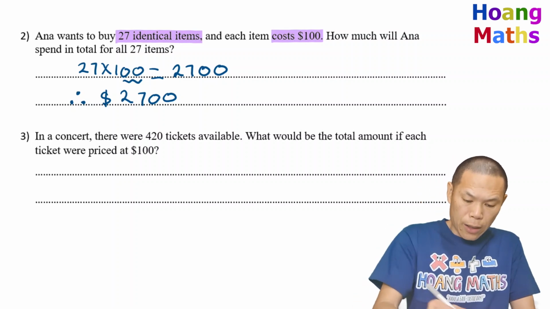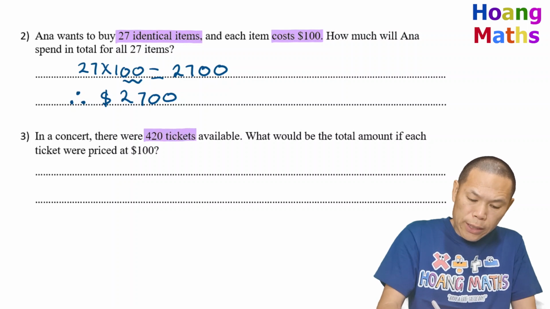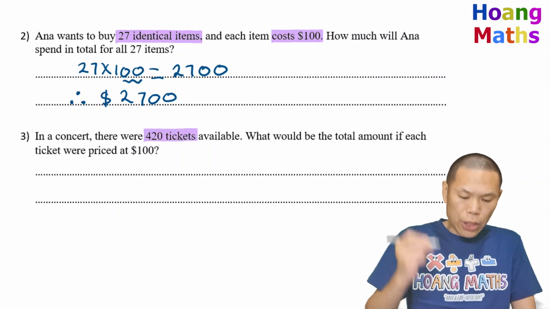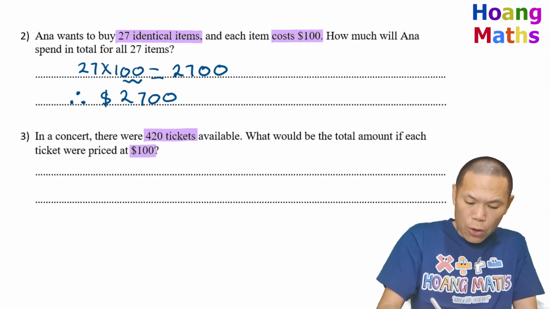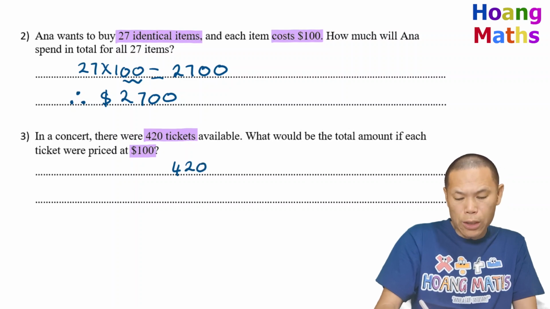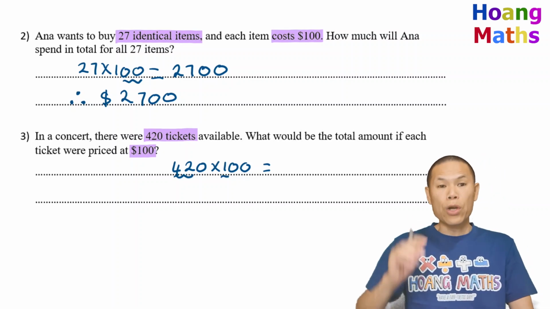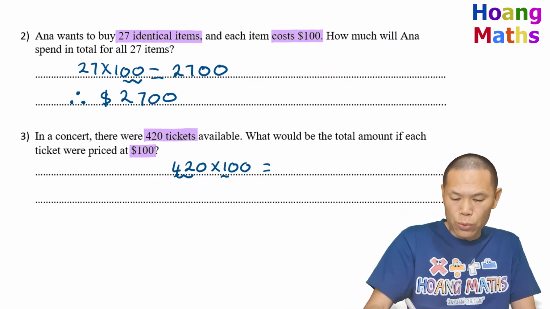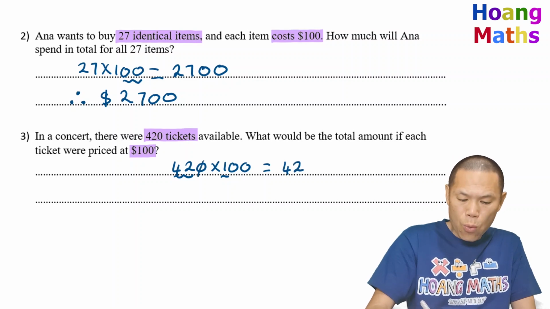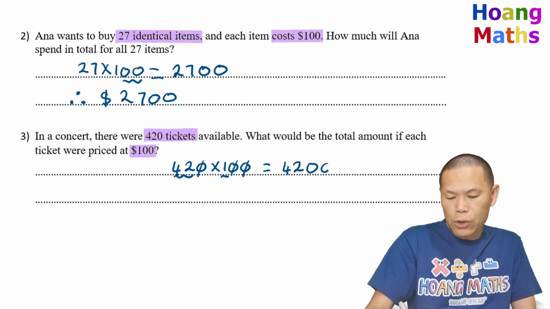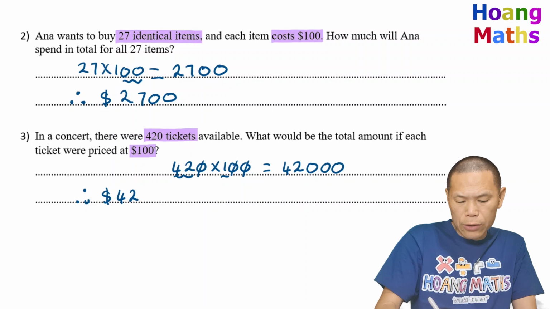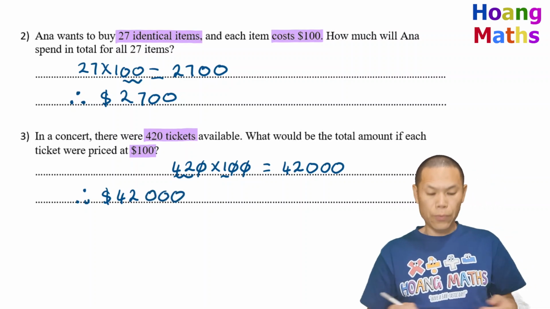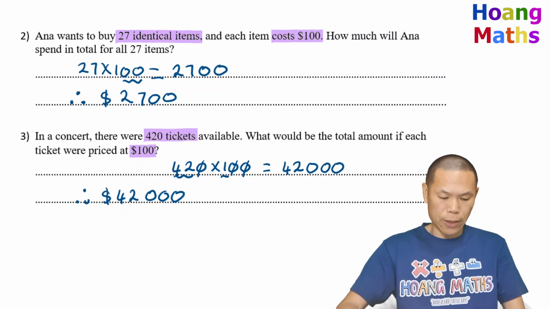Now, question number 3. We know that there are 420 tickets altogether, and each costs $100. To work out the total, we just go 420 times 100. So we just go 42 times 1. 42 times 1 is 42, and we have 1, 2, 3 zeros. So therefore, $42,000 altogether. There you go. I hope you got it correct.